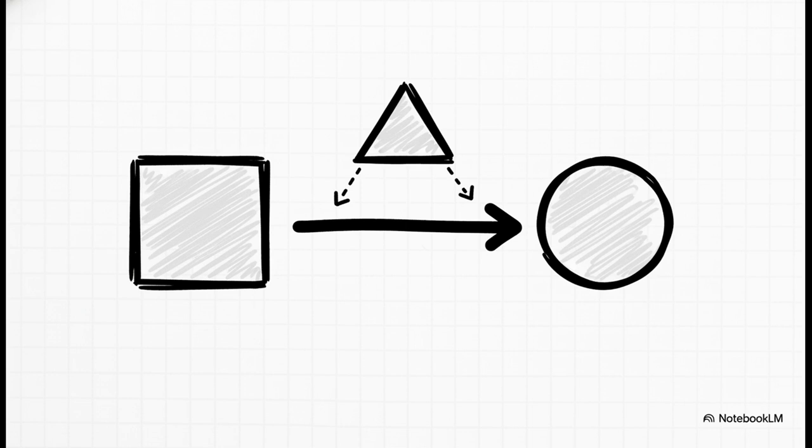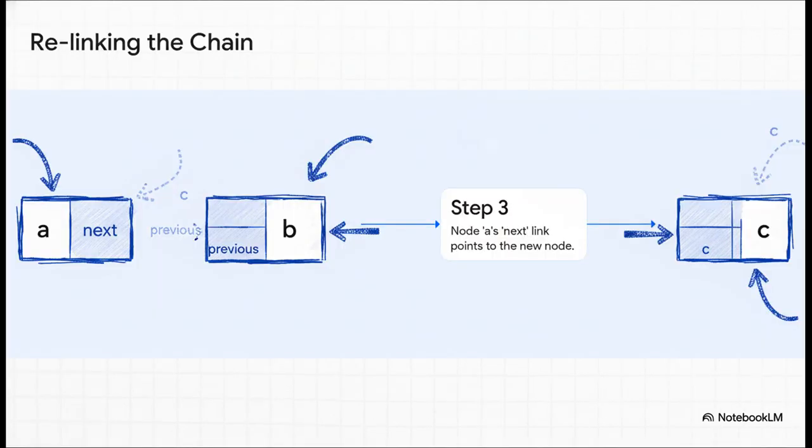And we want to slip a new node, B, right there in the middle. With our two-way pointers, this is like performing surgery. It's clean, it's precise. First, we connect our new node, B. We tell it, hey, your previous neighbor is A, and your next neighbor is C. Easy enough. Then we just have to update the old neighbors.